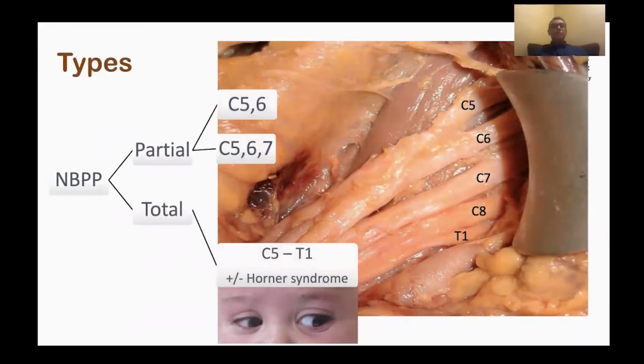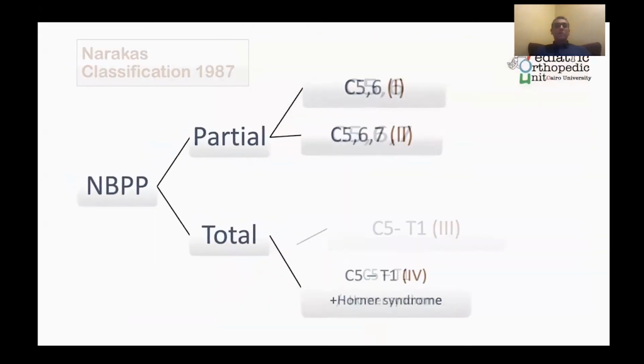Neonatal brachial plexus palsy is classified into partial or total. Partial means injury of C5-6 only. Extended partial is C5-6-7, and total involves all roots of the brachial plexus from C5 to T1. And a characteristic type of total brachial plexus palsy is the association with positive Horner syndrome.